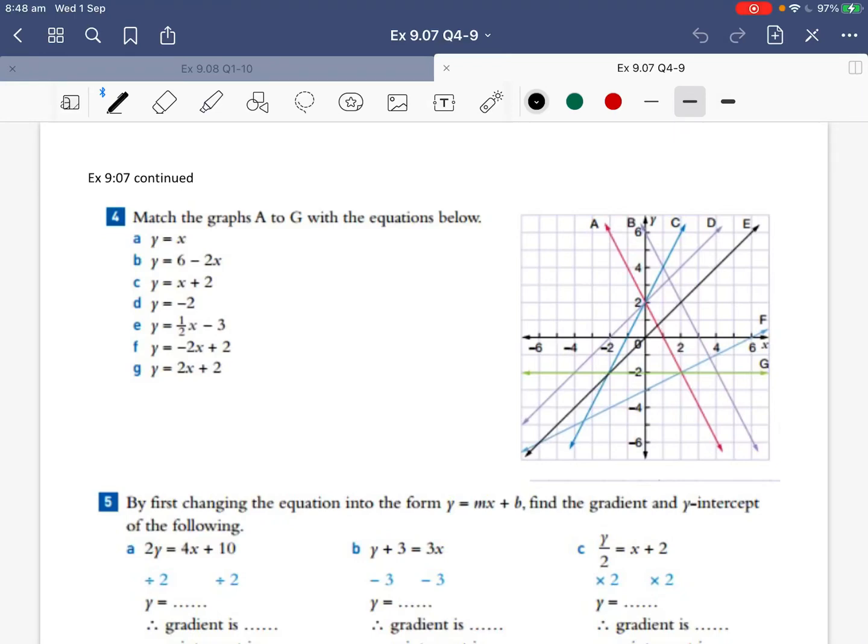Hi guys, today what I'm going through is exercise 907, questions 4 to 9. So for question 4, what we're doing is matching graphs A to G with the equations below.